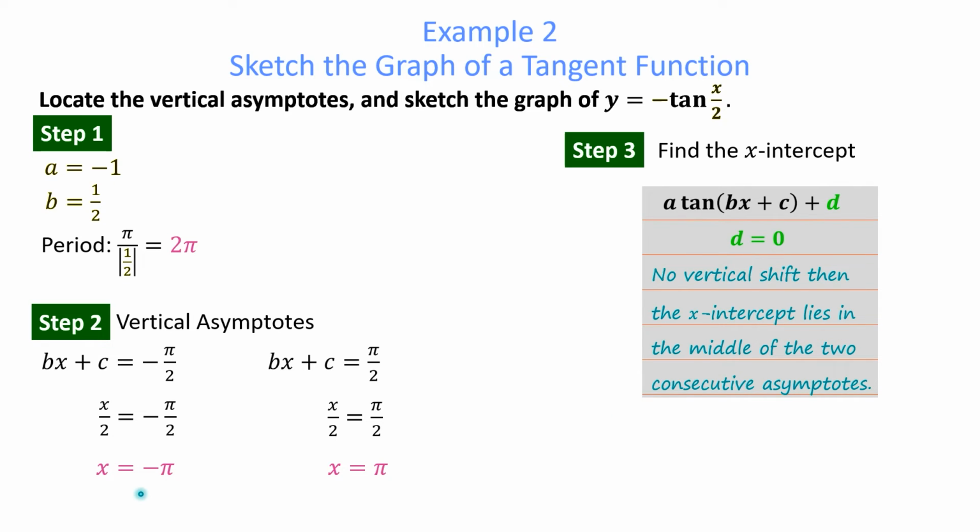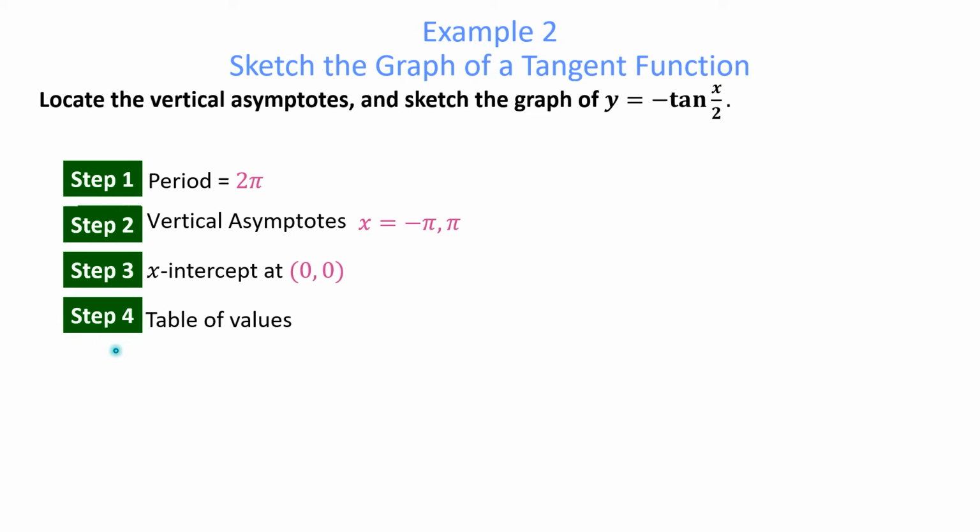So we have x equals minus pi and x equals pi. To find the x-intercept, we'll simply add these two values together and divide them by 2. So minus pi plus pi is 0. 0 divided by 2 will give me a value of 0. So our x-intercept is at 0, 0.